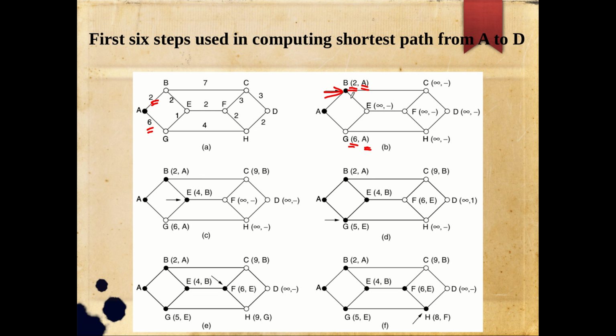What are all the neighbors of B? One neighbor of B is E. From B to E, what is the distance? From B to E, the distance is 2, right? But from the actual source A to B, the distance is computed to be 2. So this 2 plus 2, totally 4, will be the distance from A to E through B. So this infinity I will be updating with 4. How am I getting this 4? This 2 plus this 2.